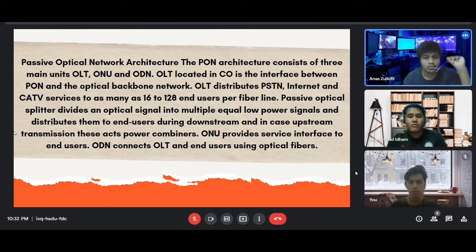ONU provides service interface to end user. ODN connects OLT and user using optical fiber.